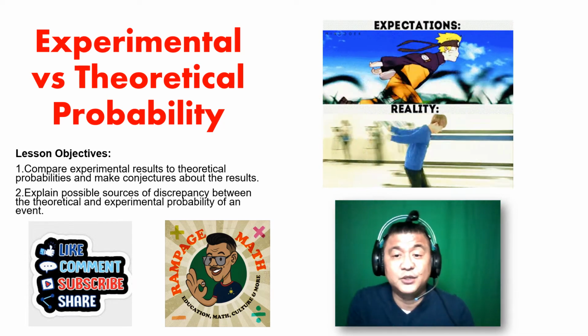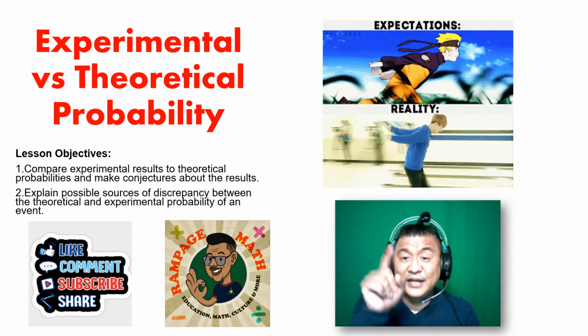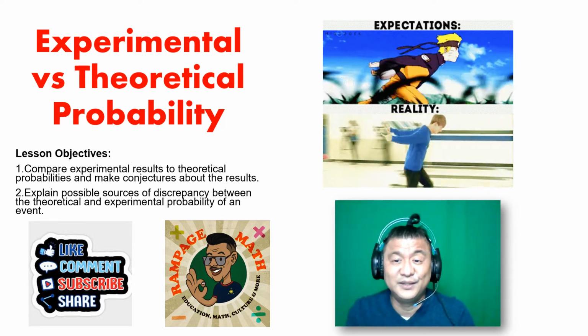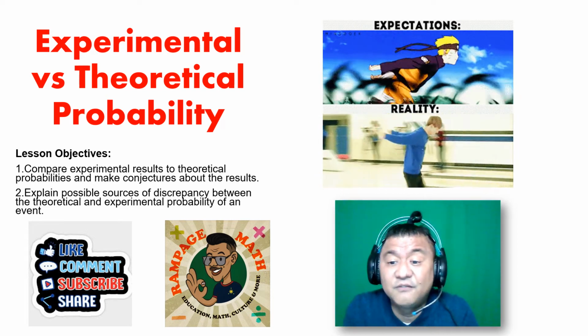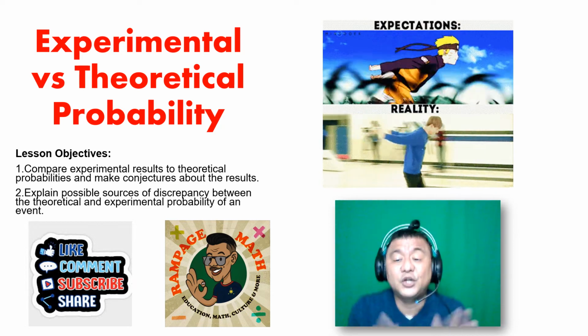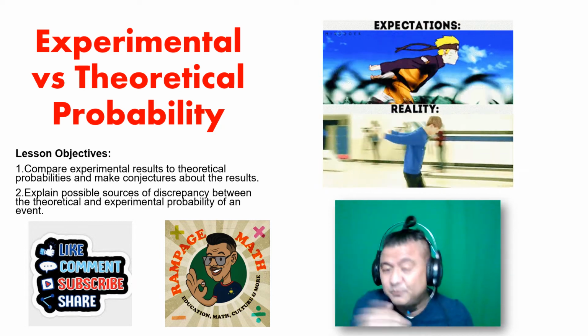Oops, I'm sorry. I thought I'm Naruto. That's my expectation. Like this one, like I'm Naruto. I run so cool and so fast. But in reality, I look like that. I look funny. I look silly, right? Because your expectation is different from reality.